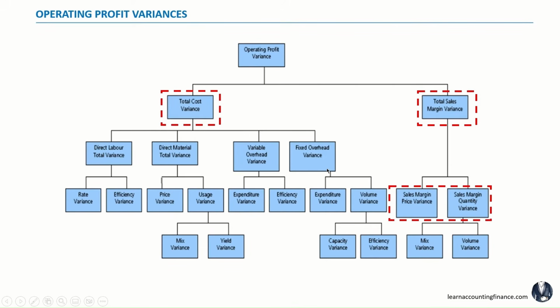So if we add these three, sales margin price, cost, and sales margin quantity, this should reconcile to the total gross profit variance. And we can do this check at a line item level as well in our Excel file.